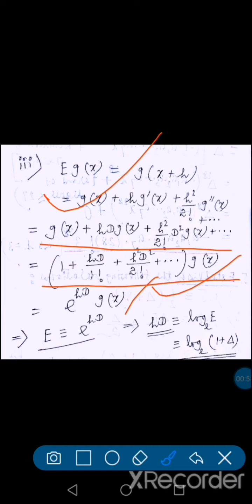So comparing these two, we have capital E is equivalent to e to the power hD, which means hD is equivalent to log capital E. That means hD is equivalent to log of 1 plus delta, base e.